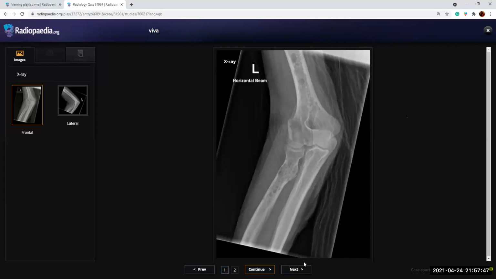I can see multiple round lucent lesions, which are randomly distributed along both sides of the joints. I don't see any soft tissue component associated with these lesions. The joint spaces are preserved. So in summary, there are multiple round lucent lesions randomly distributed on both sides of the joint. In a skeletally mature patient, the first possibility for me would be metastasis.